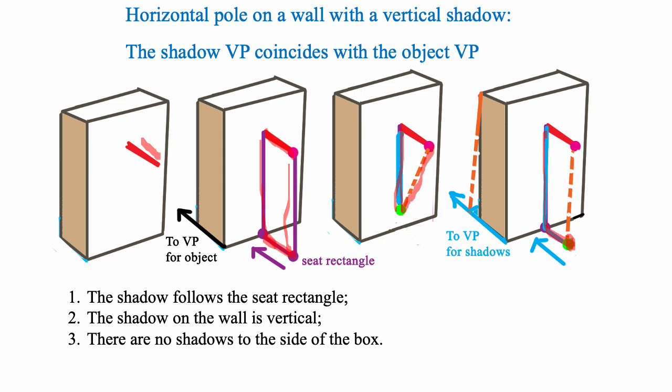Now, since the shadow vanishing point and the object vanishing point are the same, three things are true. One, the shadow follows the seat rectangle, the shadow on the wall is vertical, and there are no shadows to the side of the box.